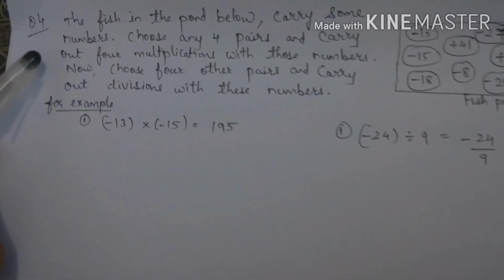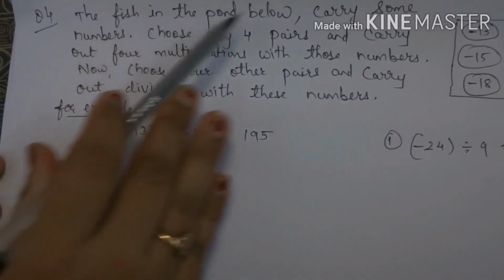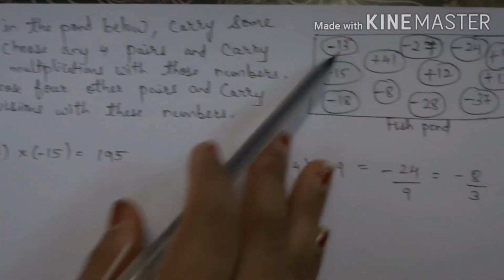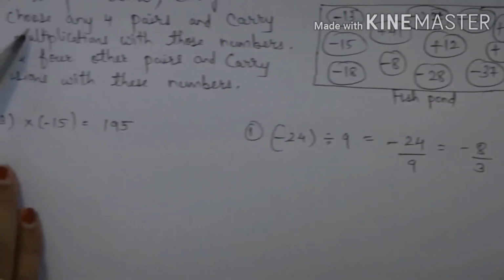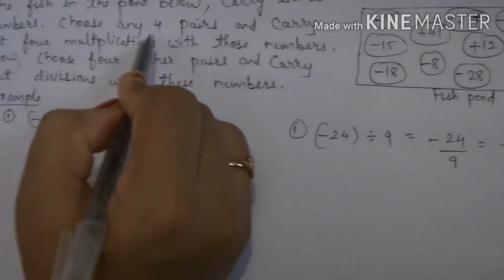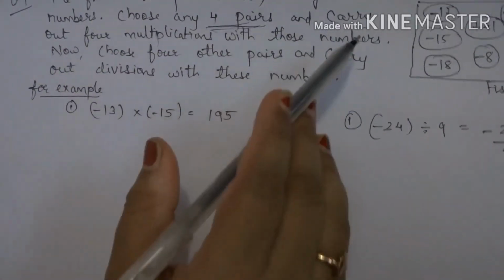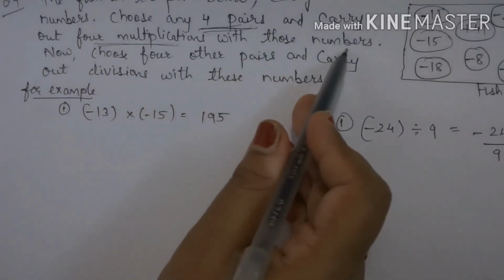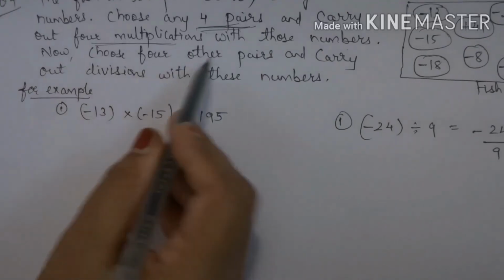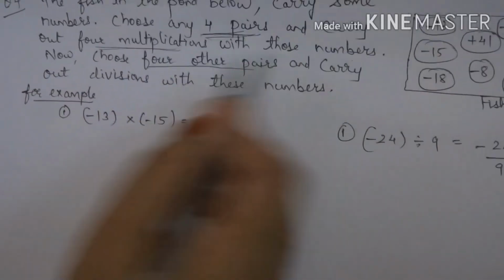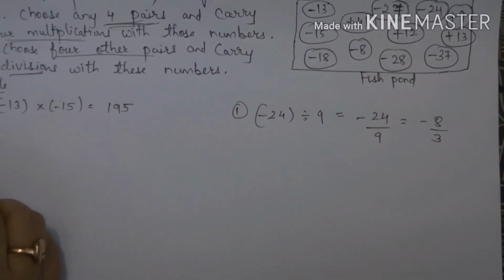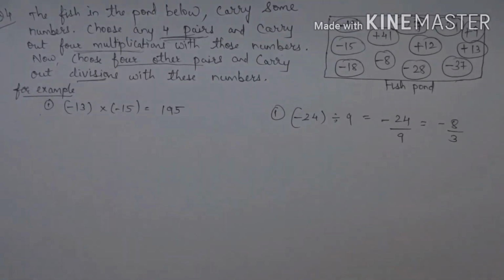Children, see our question number 4. The fish in the pond below carry some numbers. Here it is, this fish pond. It carries some numbers. What we have to do? Choose any 4 pairs and carry out 4 multiplications with those numbers. Now choose 4 other pairs and carry out division. So children, we have to choose 4 pairs from these numbers, first for carrying out multiplication, and then for division.